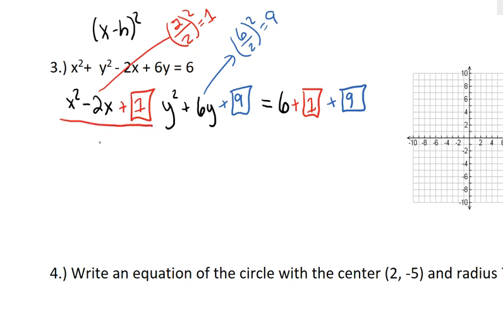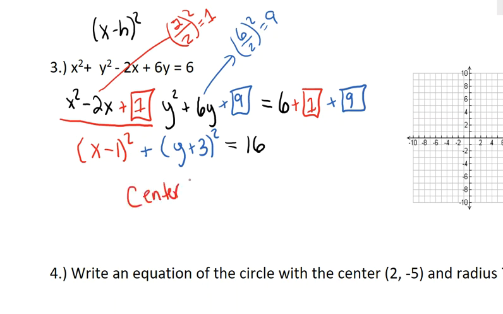We're going to then complete the square for the x's. That's going to be x minus 1 squared. For the y's, it will be y plus 3 squared, and then that will equal 16. So you can kind of see how we made the binomial squared. It's in that format that we want. The center is going to be 1 comma negative 3. The radius will be 4.